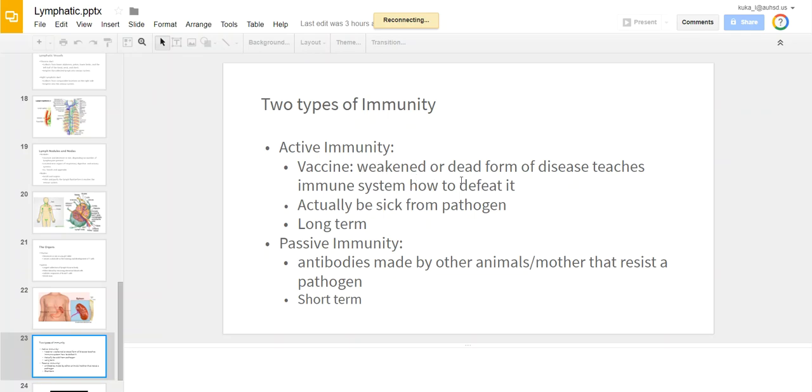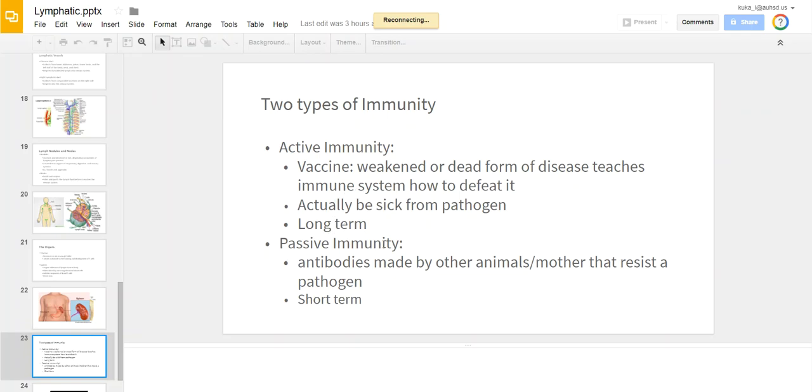It's a weakened or dead form of the disease, and it's just enough to teach the immune system how to defeat it. So it's not enough to make you sick, but it is enough to teach your immune system what to do, so it develops those antibodies so that if you are infected, it knows how to fight it. This is long term, so a lot of these will last your whole life. Some of them you'll need a little booster, like tetanus. You get it every 8 years or so, but these are long term.